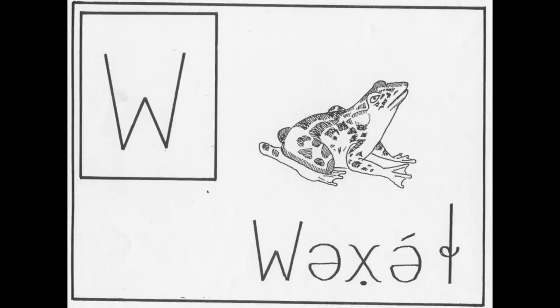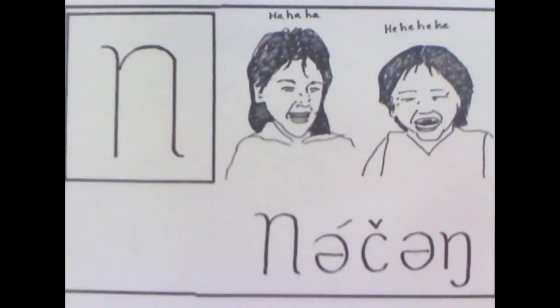The letter W is the same as the sound at the beginning and end of the English word wow. It's in the Klallam word for frog. Wahal. The letter N is the same sound that's at the beginning and end of the English word none.